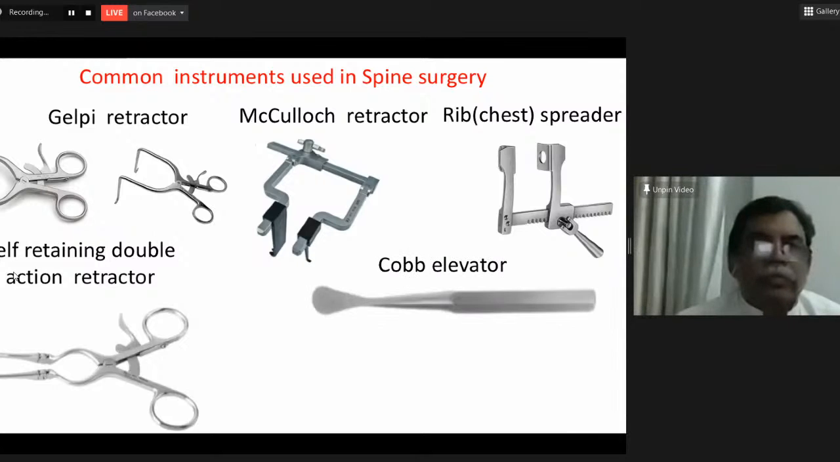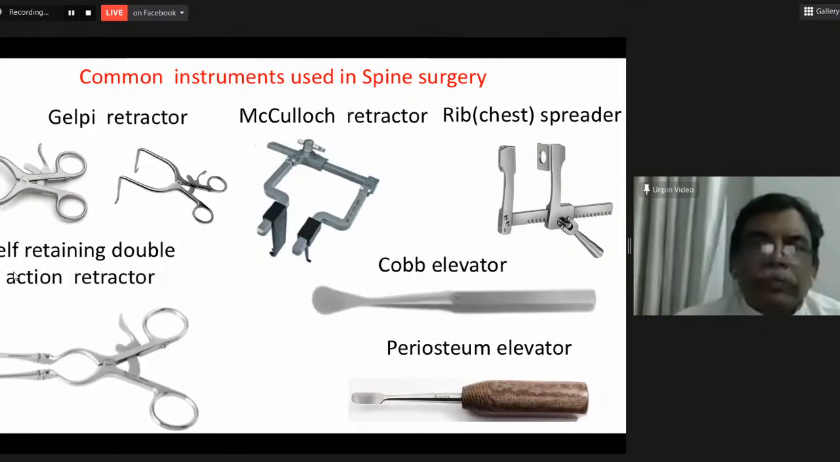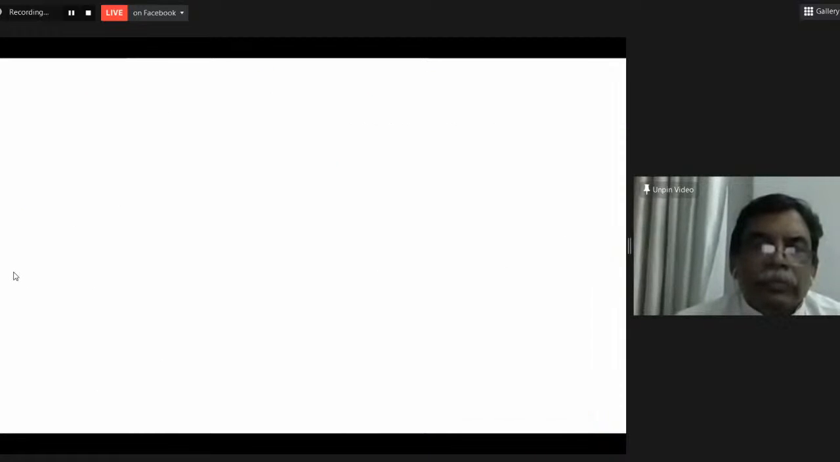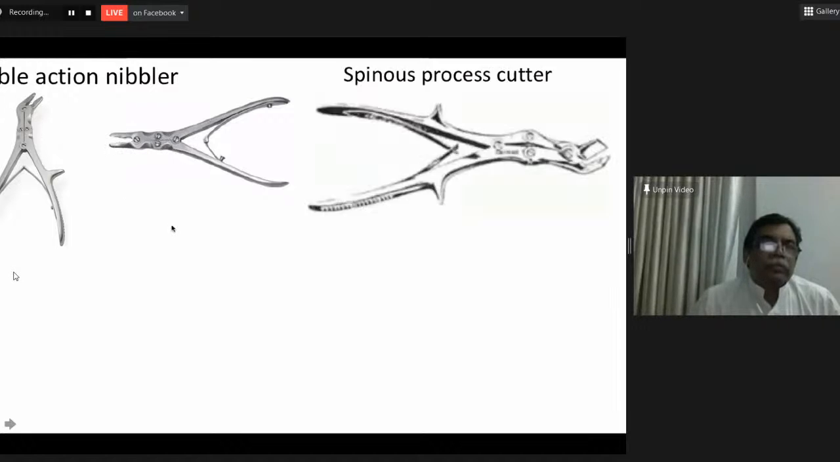There is a curved elevator, which is actually used to elevate the paraspinal muscle from the spinous process and the lamina. This is the periosteal elevator, which is also used for dissection for the finer area, for the facet area and all. They are the double action nibblers. Now this angle is important because if you have a straight one, sometimes it comes in the way of your view. So this gives that facility.